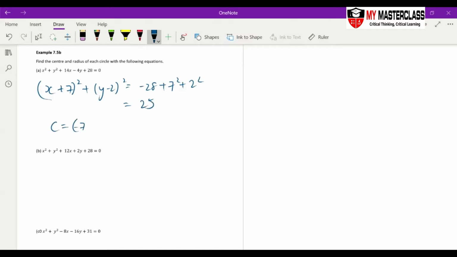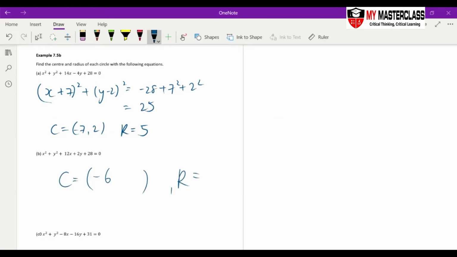Must write the center is -7, 2. Then the radius is equal to 5. The second one, -6, -1.